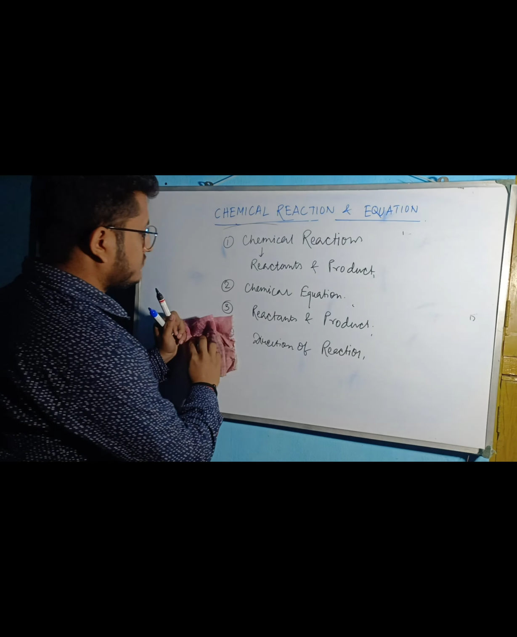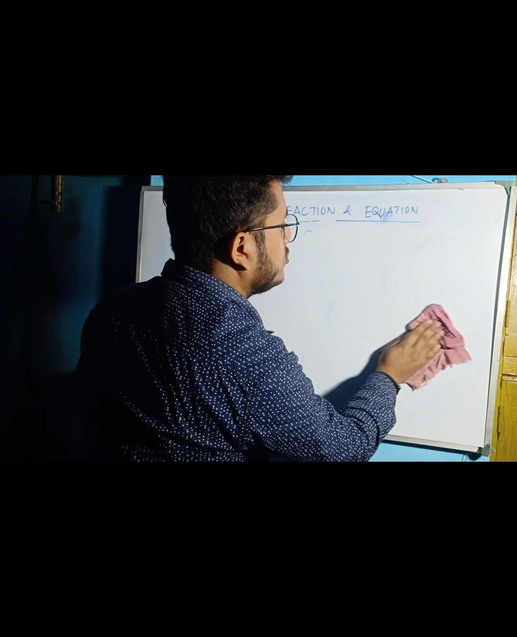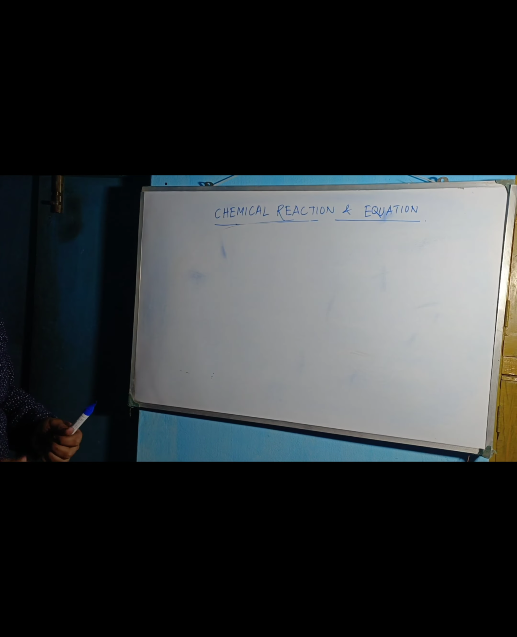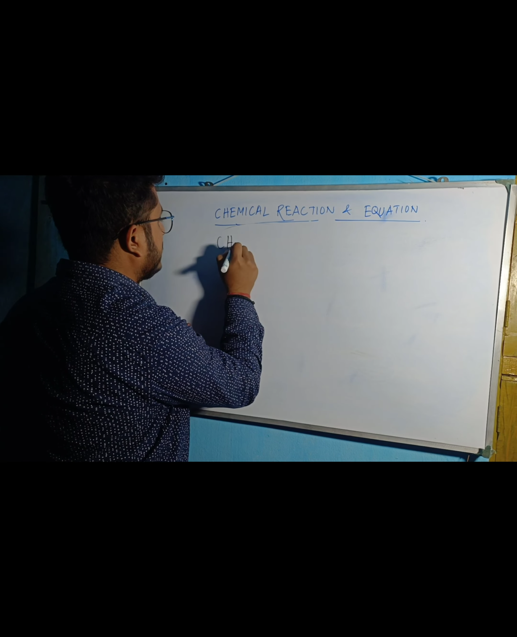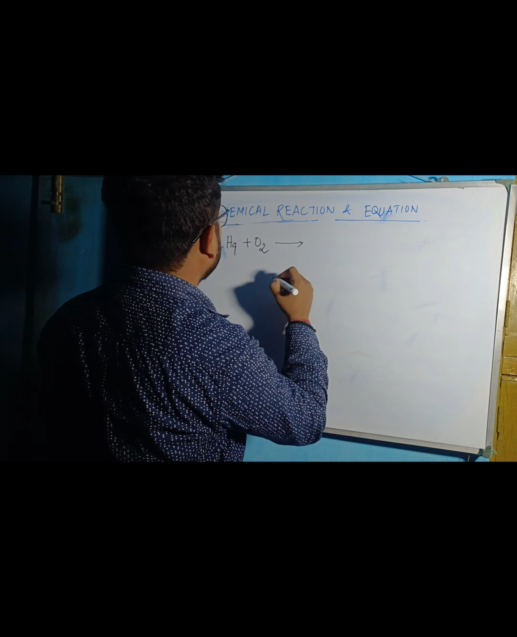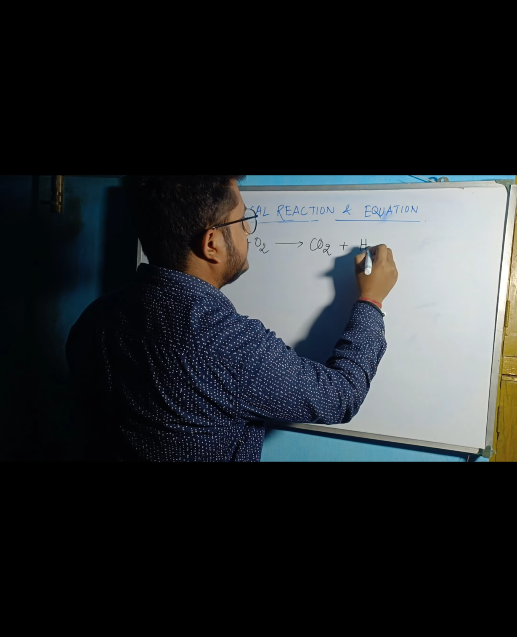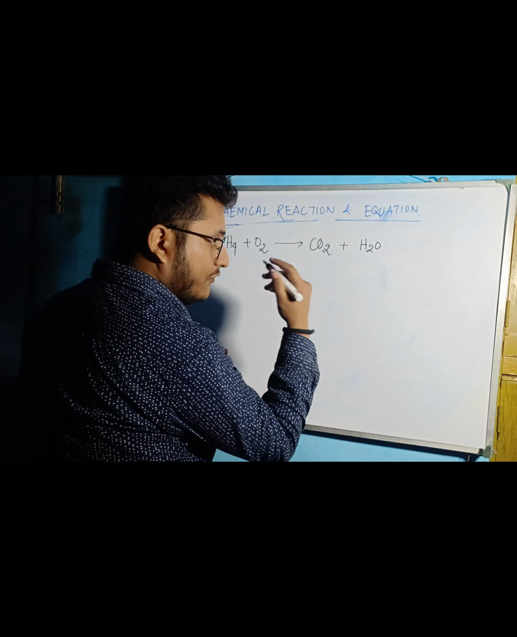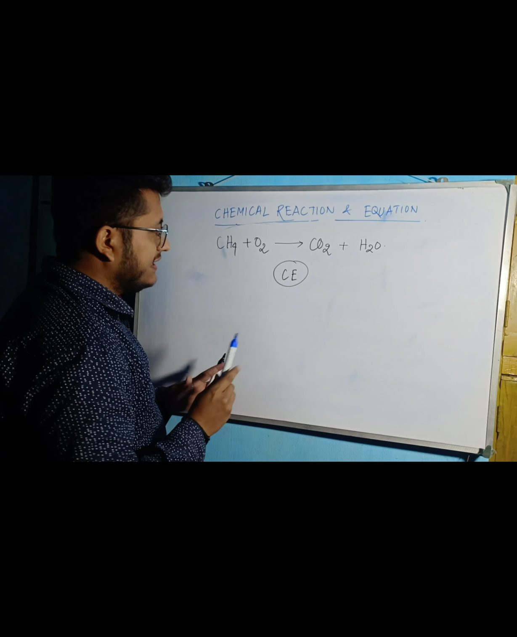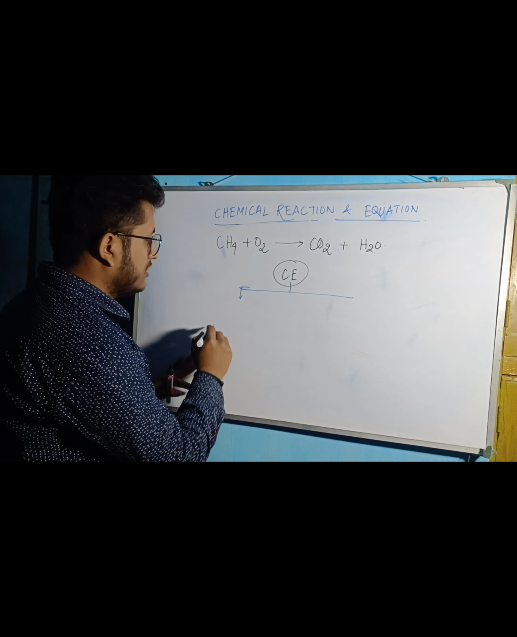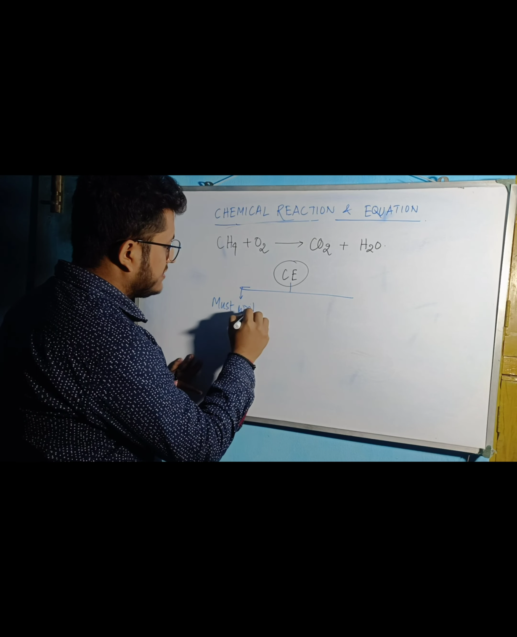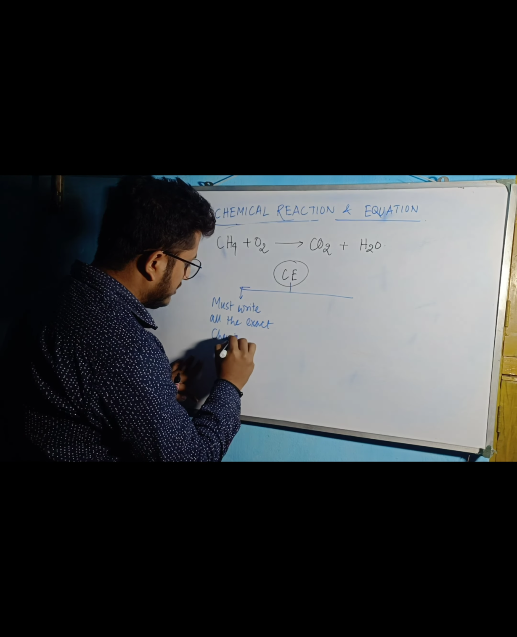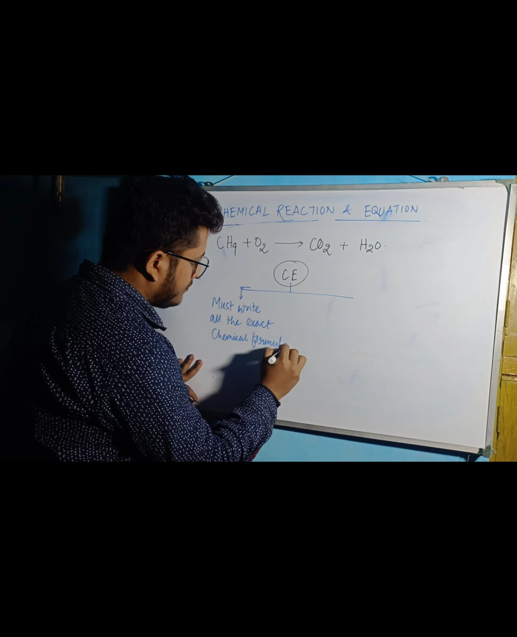Now let's move forward and take an example. CH4 plus oxygen gives carbon dioxide and water. When you write a chemical equation, often abbreviated as CE, it has two aspects. First, you must write all the exact chemical formulas of elements.